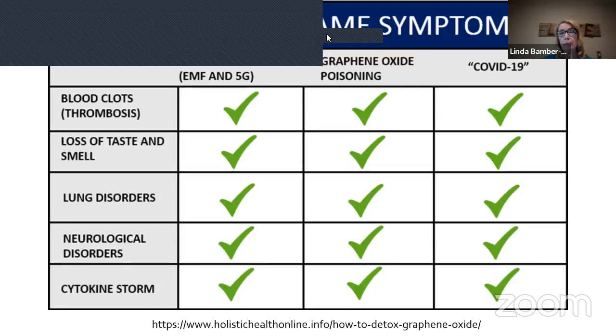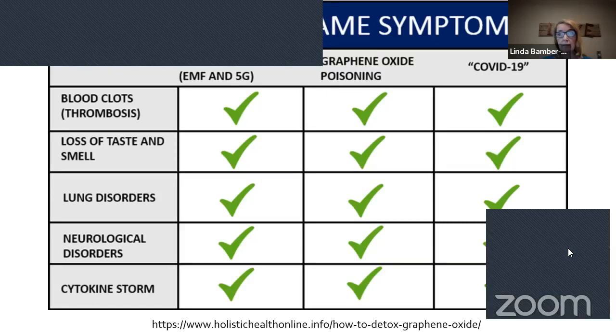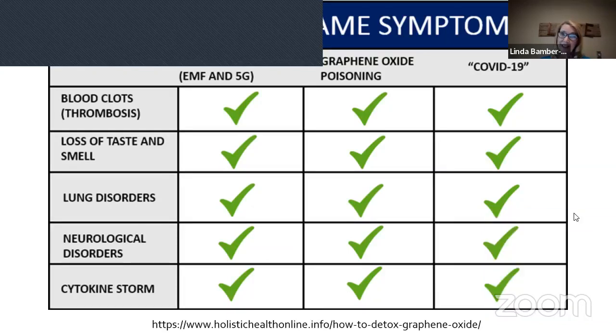So I thought this was a pretty good little chart to let us know that there are several overlapping problems with radiation sickness, EMFs and our 5Gs, the graphene oxide, and the COVID-19. So that kind of hits us in the face a little bit. And I think all of us just want to be prepared. I'm not trying to cause any over the top fear.